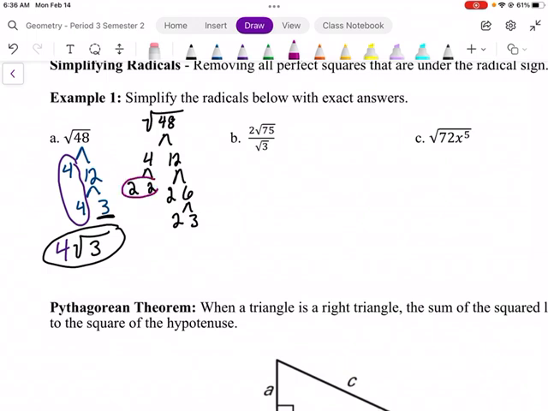If you were to do it this way, you'll notice that we have two groups of 2. That means we're going to pull two 2's out in front, and we're going to multiply them together, and we'll still have that 3 left over underneath the square root sign. So 2 times 2 is 4, and we have the square root of 3.